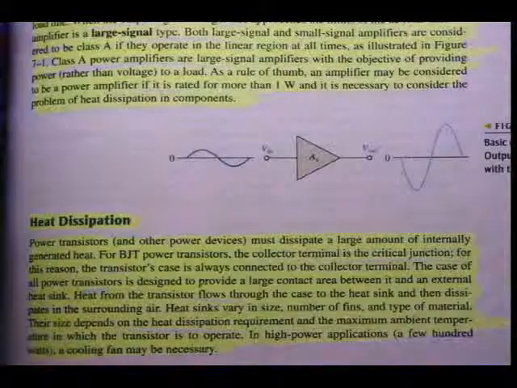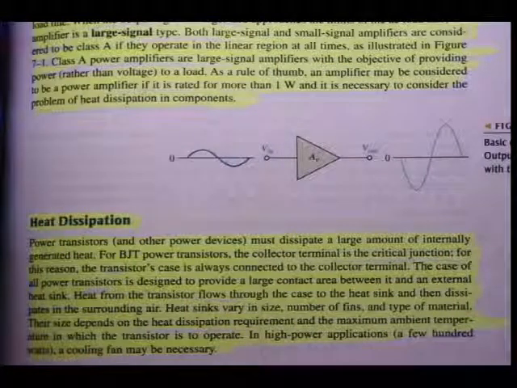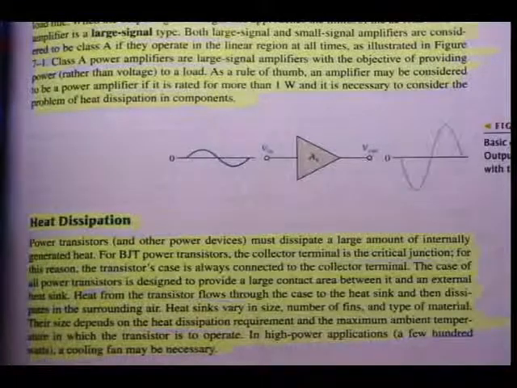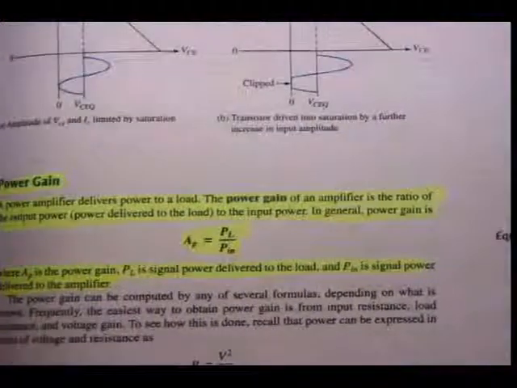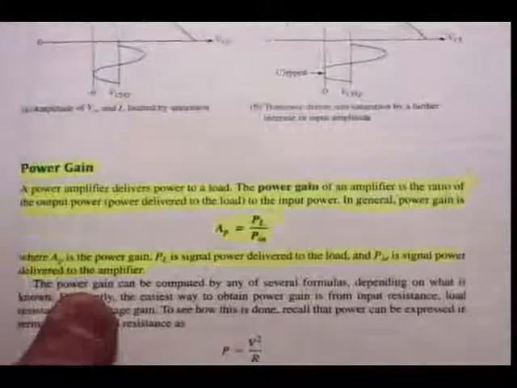power ratings. Alright, then the centered Q point, just to distinguish again, recall that the DC and AC load lines intersect at the Q point, and when the Q point is at the center of the AC load line, a maximum class A signal can be obtained. So just to remind you again about a class A amplifier. On the next page, page 325, power gain.